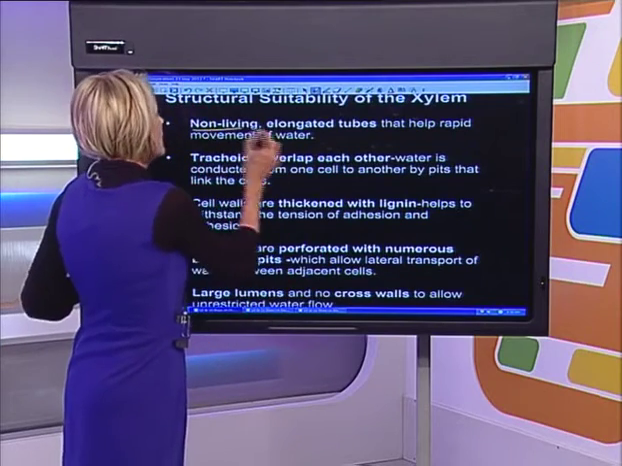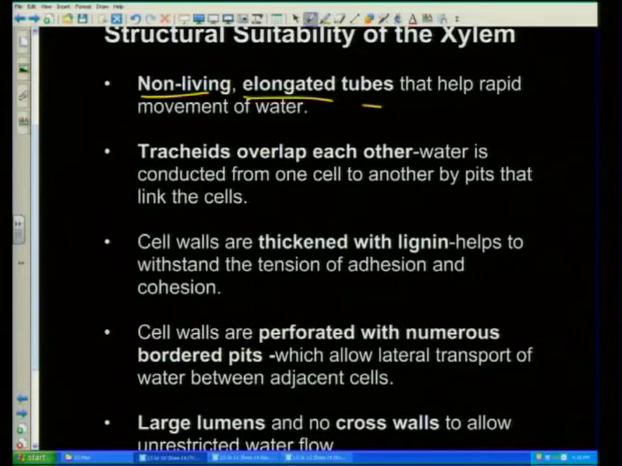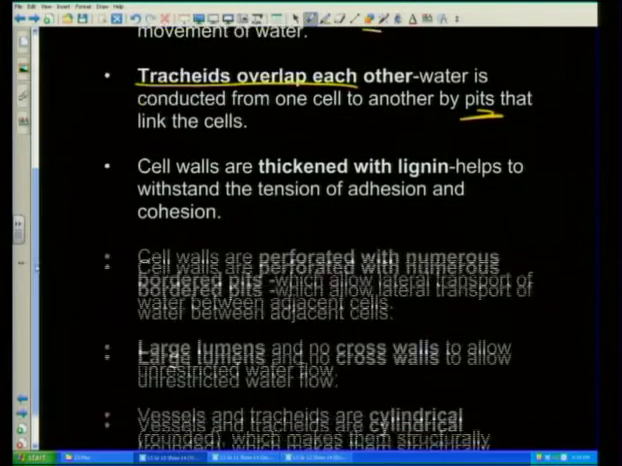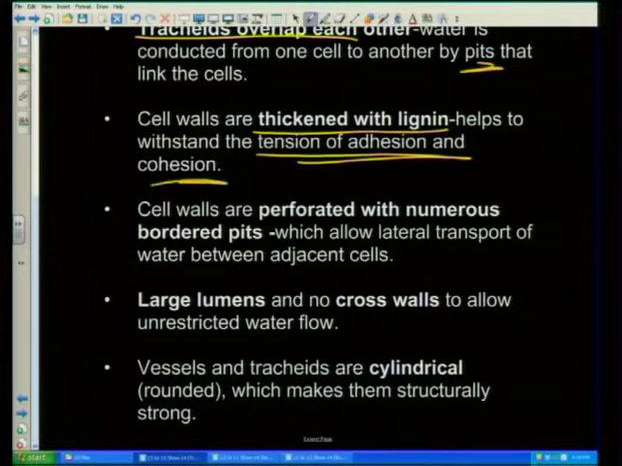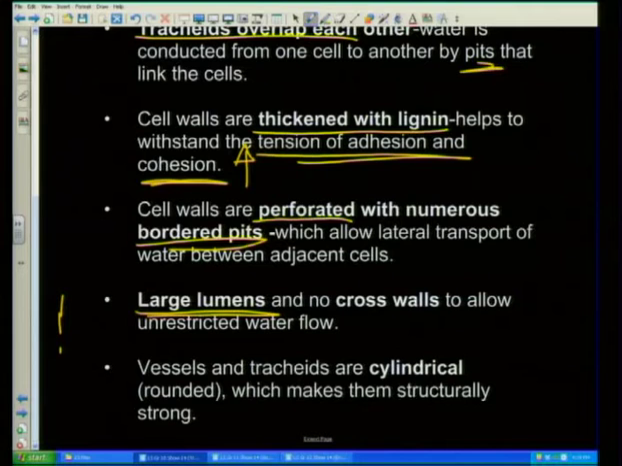Okay, but they are non-living, elongated tubes. The tracheates overlap each other, so there's strength. Okay, and you've got the pit cells, which make the bordered pits, which link the cells. You've got the plants. The cell walls are thickened. And that's why the tension of cohesion and adhesion to get that liquid up the xylem. The cell walls are perforated with bordered pits. We have a large lumen, and the vessels are cylindrical.